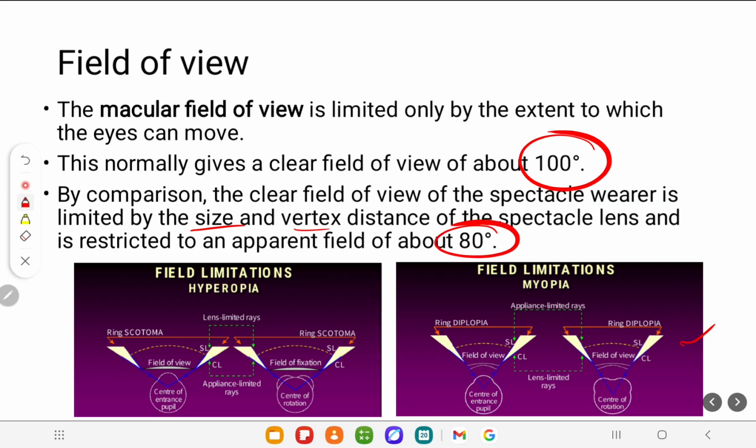It's a comparison. Okay, so there are a lot of things going on between hyperopia and myopia. In myopia it is ring diplopia, in hyperopia it is ring scotoma. There are a lot of things going on, but the contact lens moves with the eye. That's why the field of view is not limited. When you move your eye, the contact lens moves and the field of view is there.